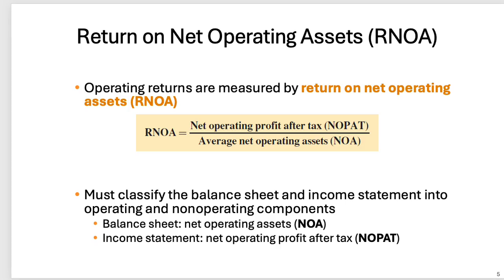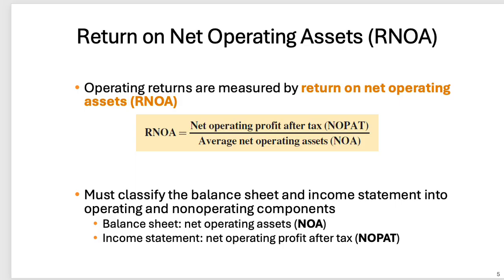With assets, we are trying to figure out what is the return on net operating assets. And so you can see there one of the ways mathematically to calculate RNOA, or return on net operating assets. You see the formula there: net operating profit after tax divided by average net operating assets.